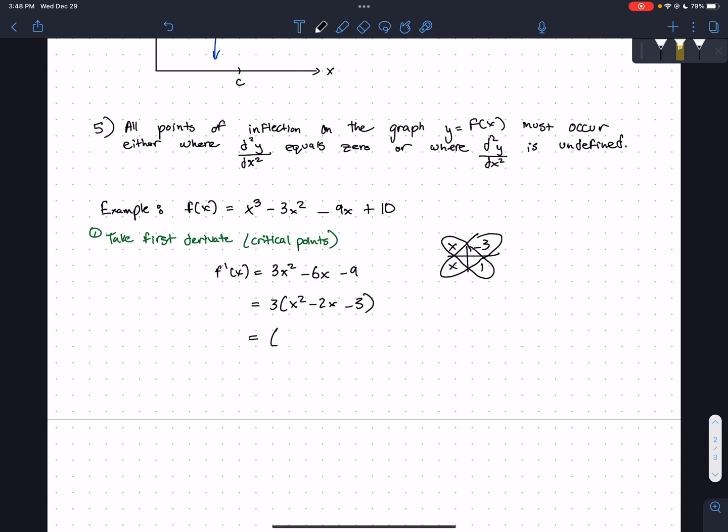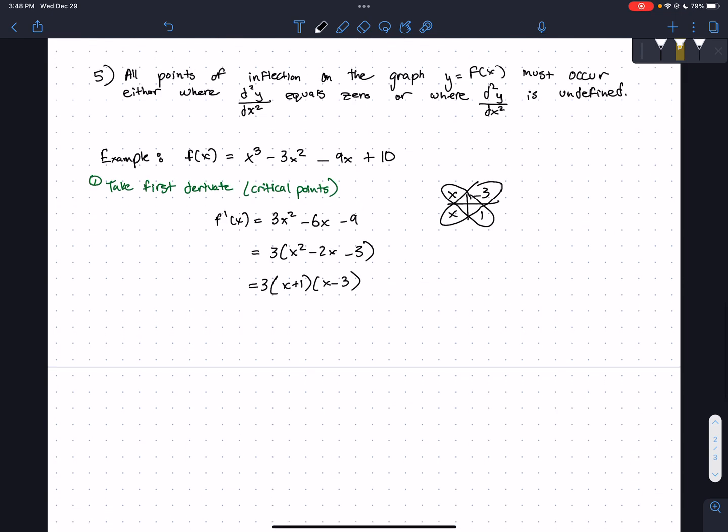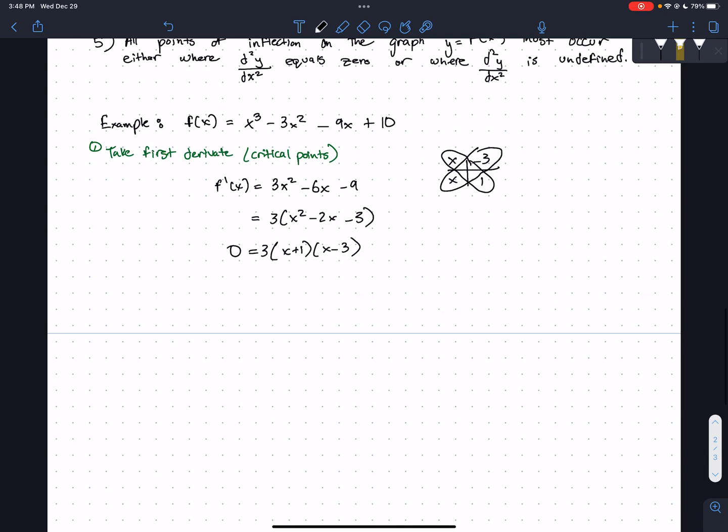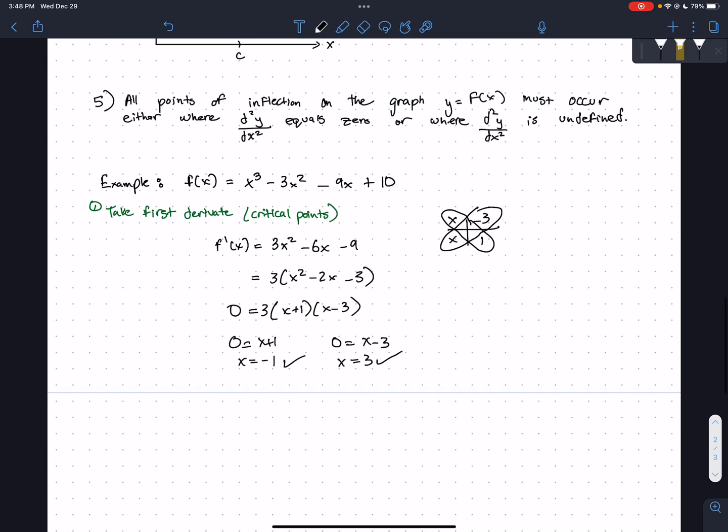and then we will get x plus 1, x minus 3, and then we also have our common factor 3 still there, and we set this equal to 0, right? And now we look at the individual factors. 0 equals x plus 1, we're going to get x equals negative 1. 0 equals x minus 3, we will get x equals 3, right? So these will be our factors. These are the critical points.